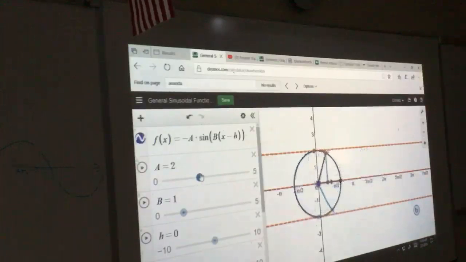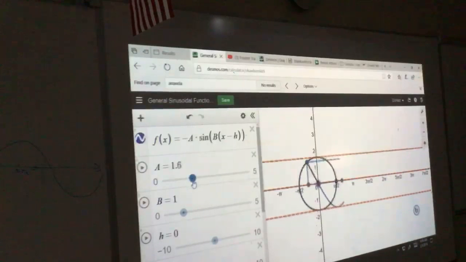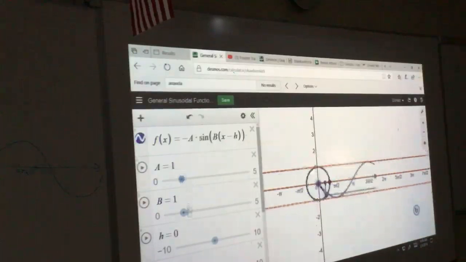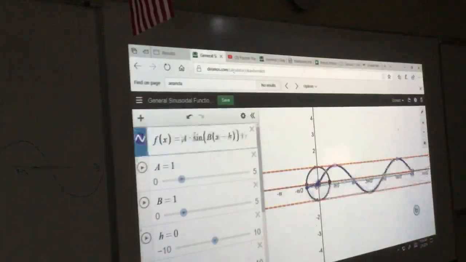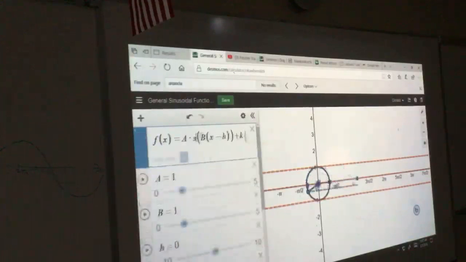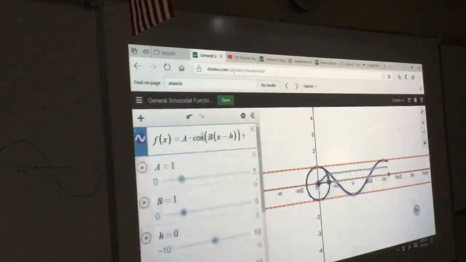Okay, now we're gonna go back down. We're gonna say, hey, let's go back to 1. I'm gonna show you something even cooler. How about if I change the sine to cosine? What does that do? Let's see that. If I change the sine function to cosine, what does that do? It starts from the top, good. So if I change it to cosine, boom, it's on the top.